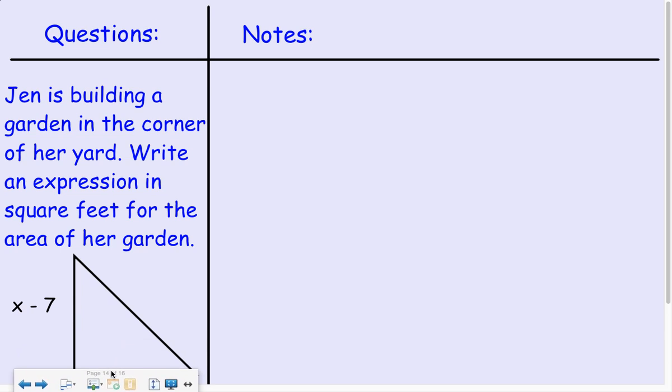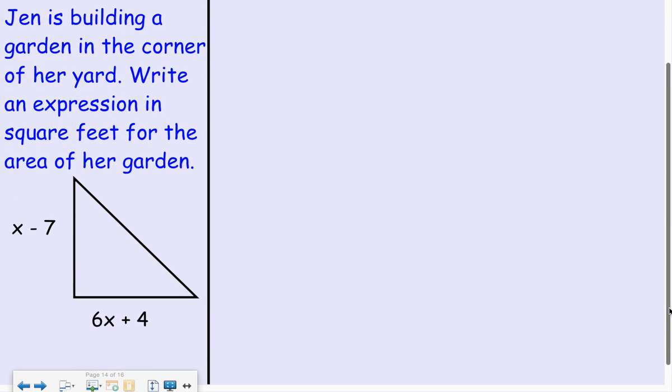All right. Jen is building a garden in the corner of her yard. Write an expression in square feet for the area of her garden. So first of all, if we need to find the area of a triangle, we've got to write down that formula. So the area of a triangle is base times height divided by 2.